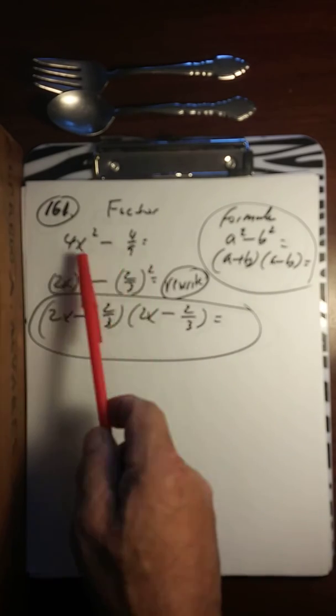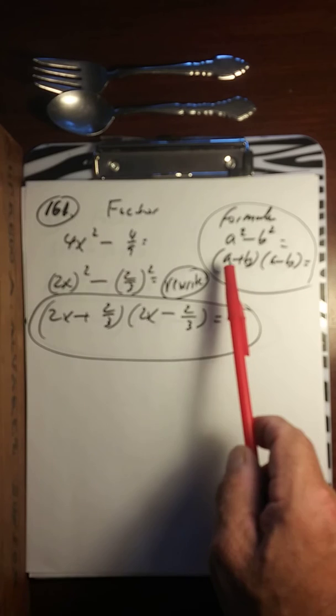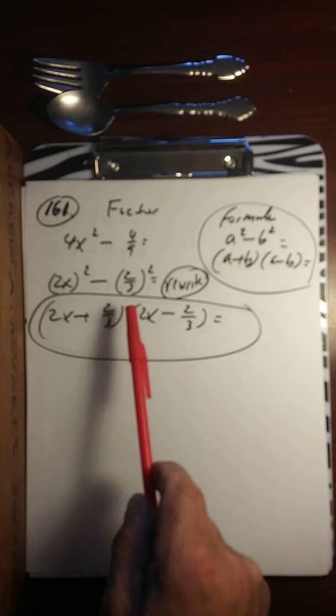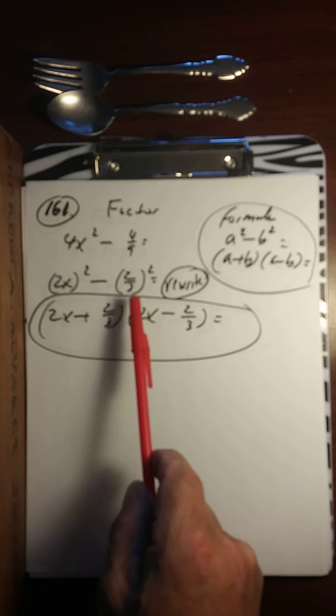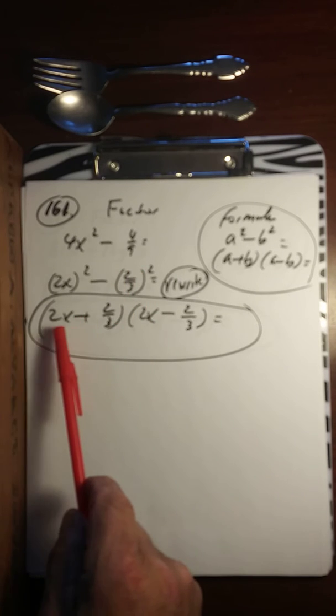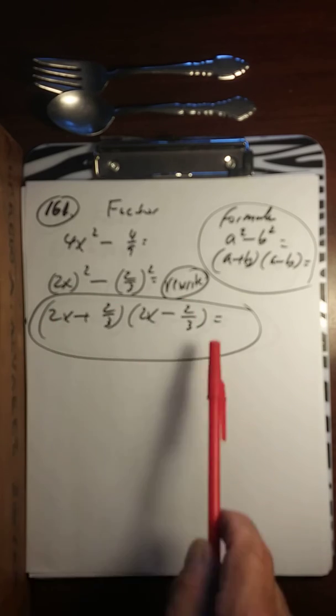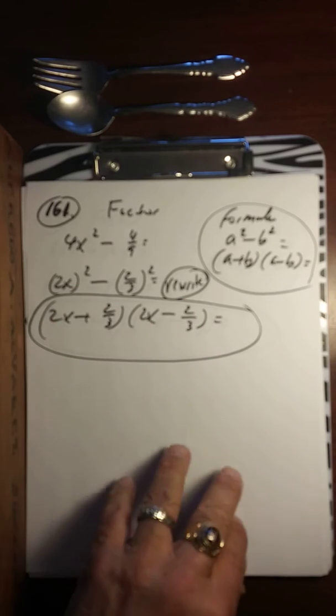Another difference of squares. A squared minus b squared equals a plus b, a minus b. So 2x squared, 2x times 2x is that. 2 over 3 times 2 over 3 is 4 over 9. So now it's going to be 2x plus 2 over 3, 2x minus 2 over 3. So there's the answer. Again, you can multiply it out, do the FOIL if you want to, check it.